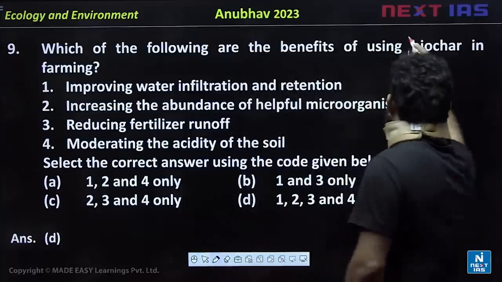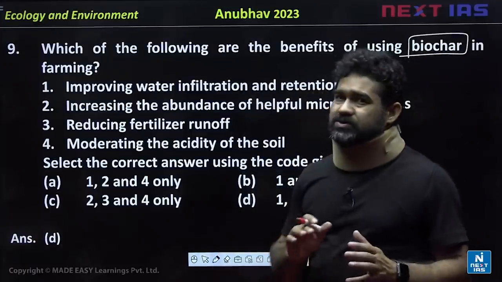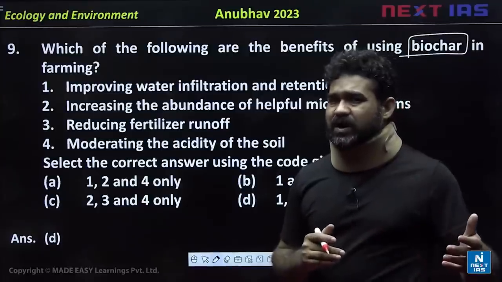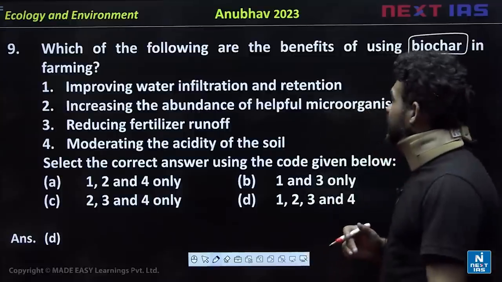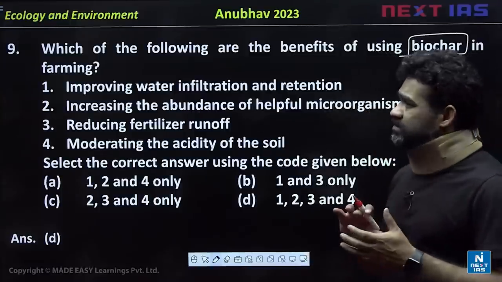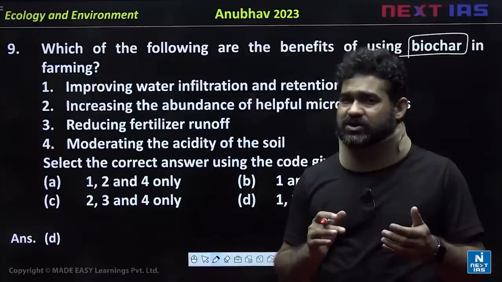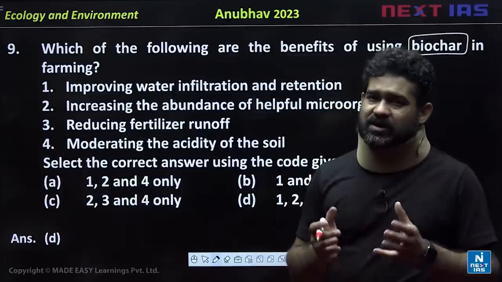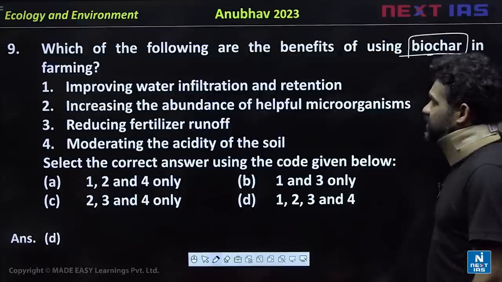This is biochar. Biomass has been converted thermochemically into char, that is biochar, mainly using pyrolysis or gasification also. So biochar means the required amount of oxygen has not been given for complete combustion. It has been converted into a solid where the carbon content is relatively higher, that is biochar.